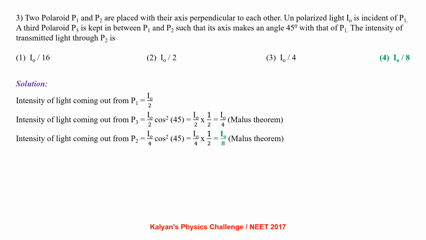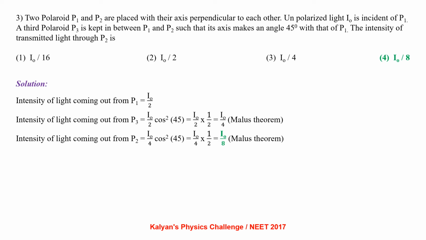As you can see, the intensity of unpolarized light is given to be I0. Once it passes through P1, it undergoes polarization and its intensity becomes half of the initial value, that is I0 by 2. Then this falls on the second polarizer, that is P3. Now we have to use Malus law to calculate the intensity of light transmitted by P3. That is, intensity of light transmitted by any polarizer is equal to intensity of light incident on the polarizer into cos square phi. So the intensity of light incident on the second polarizer is I0 by 2. The angle is 45. So it comes out to be I0 by 4.